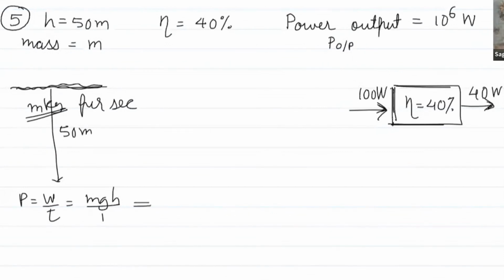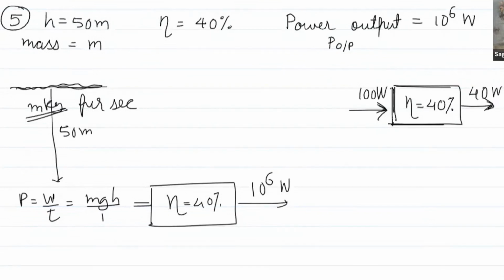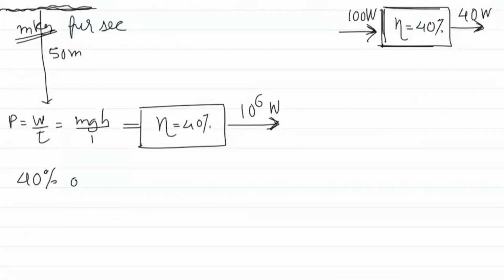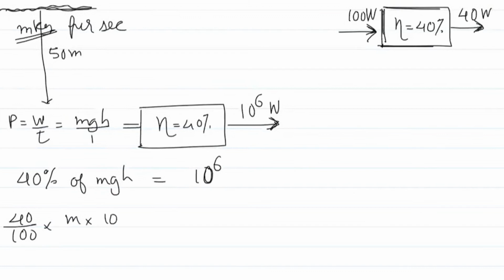Now what is the machine doing of that? The machine is converting at a rate of 40%, and it is giving out 10 lakh watt. 1 megawatt is 10 to the power 6 watt. So 40 upon 100 of mgh is equal to 10 to the power 6. M we don't know, g is 10, and h is 50.